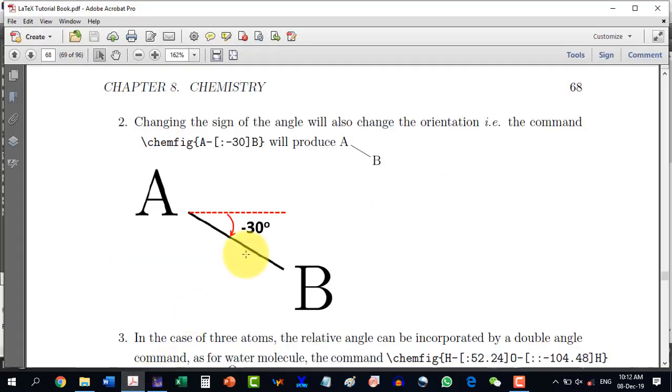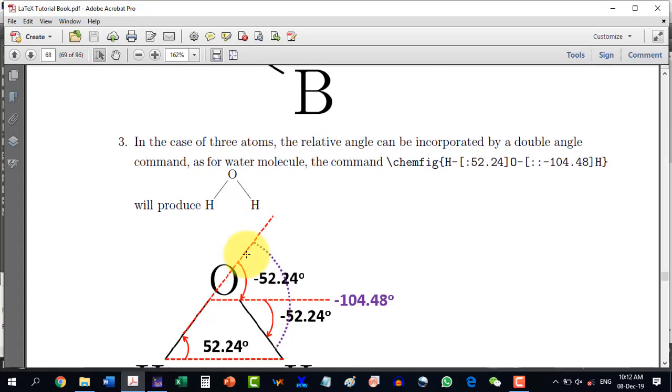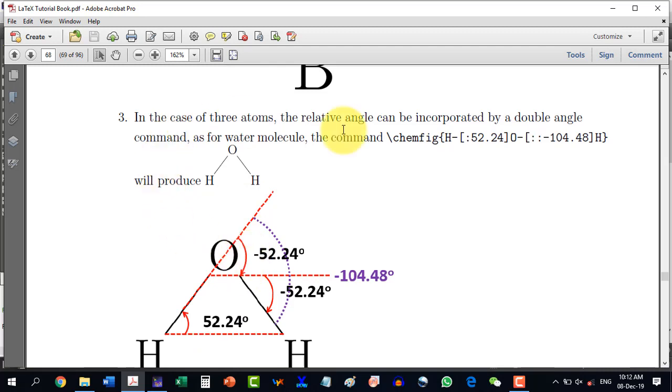Similarly, a complex structure which is to be understood, like in the case of the double angle command, for example for a water molecule. We know that the H is bonded with O and then that O is bonded with H. So to understand this command, the usual command will be that there will be a bond between H and O and then O and H. But the angles are to be understood.